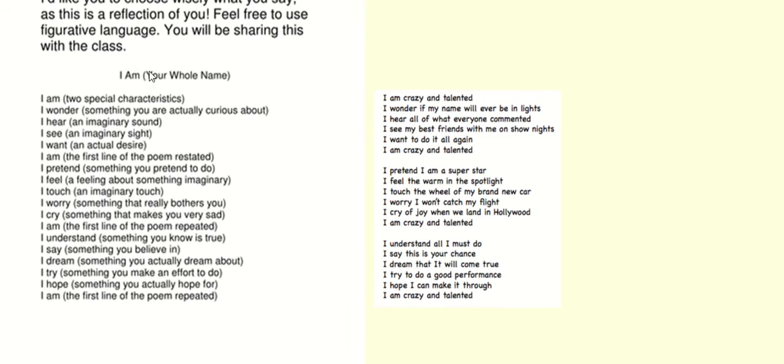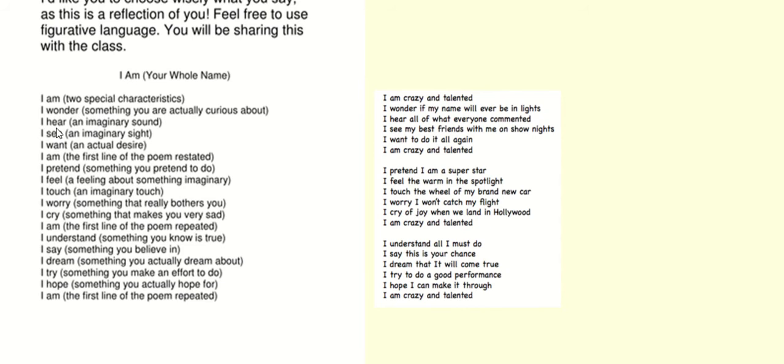You need to fill in all the parts of the brackets. So for example, here it says I am, and then you're going to place your name. So for example, I would say I am Jack Hatton. So if you're at home, you're going to obviously say your name. Then you're going to go, I am, and you need to pick two special characteristics about yourself. So the example over here says, I am crazy and talented. They're the two characteristics. The next part is, I wonder, and then something you are actually curious about. So my example over here is, I wonder if my name will ever be in lights.